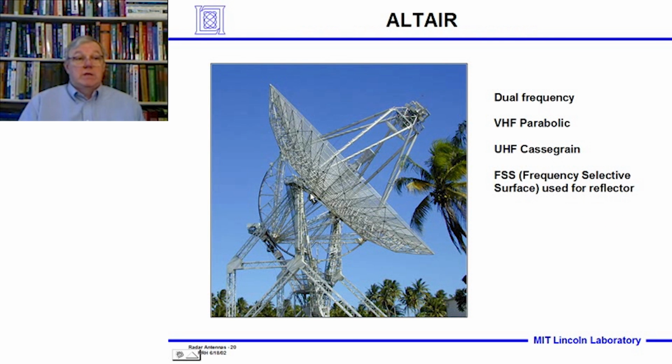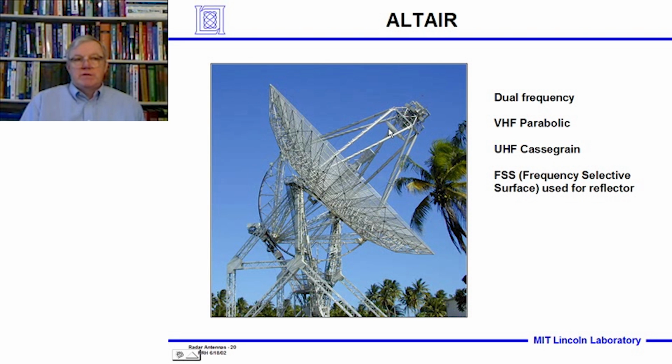Well, Altair is a good example of an antenna that has a Cassegrain feed mode. But this is a dual frequency antenna. It transmits at 2 frequencies. It transmits at UHF with a Cassegrain feed. There's the Cassegrain horn, which goes out to a subreflector here, and then back to the parabola and out. But back here, it's got another feed for VHF.